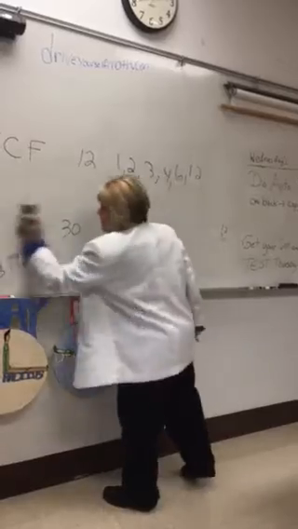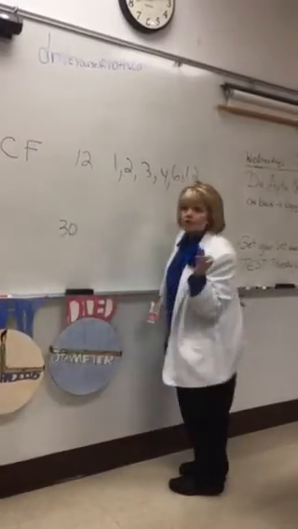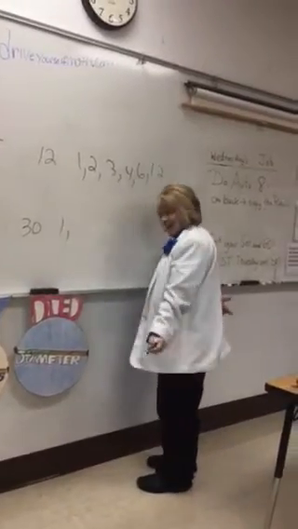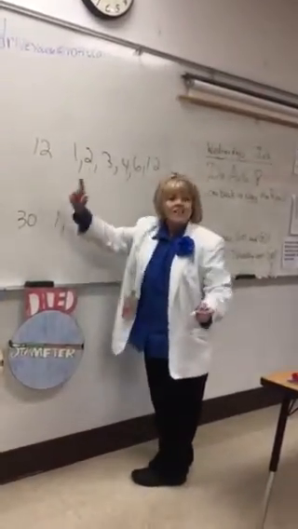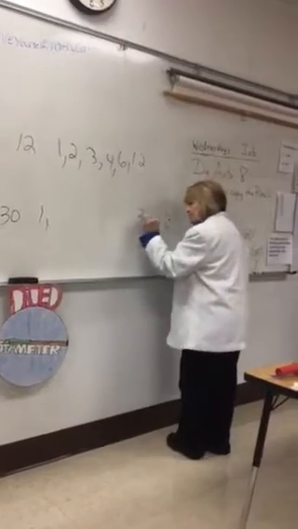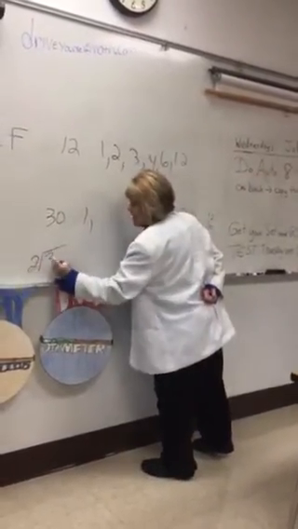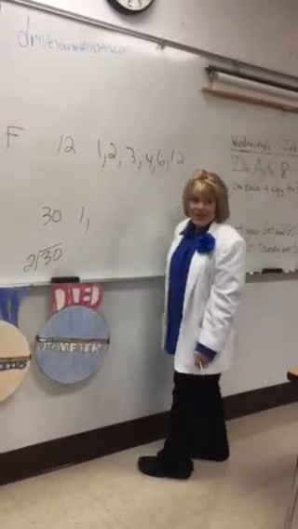Now we're going to do the 30 the same way. Factors always start with 1. One fun factor, I'm having fun. And they always end with 30, the number itself. And then you try 2. Will 2 go evenly into 30? Yes, it will. 15.